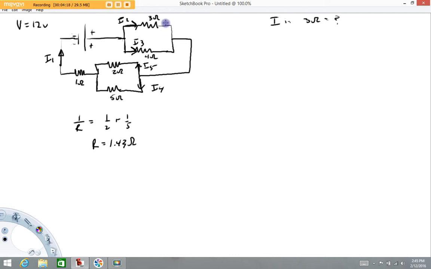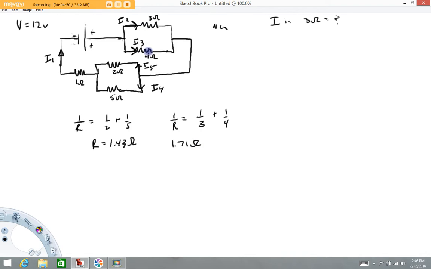Now, for this pair right here, we can find an equivalent by saying 1 over R equivalent equals 1 over 3 ohms plus 1 over 4 ohms. I should note consistent units here if I'm going to leave them off. So we have 1 over 3 plus 1 over 4, and then invert it, and I get 1.71 ohms for the equivalent of that pair.